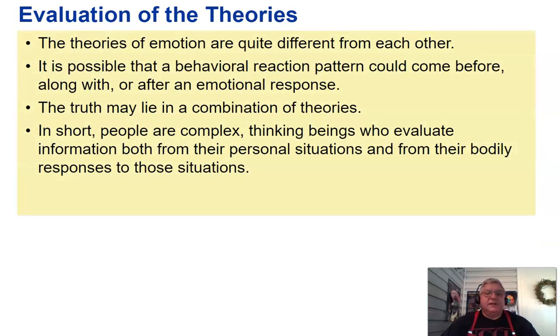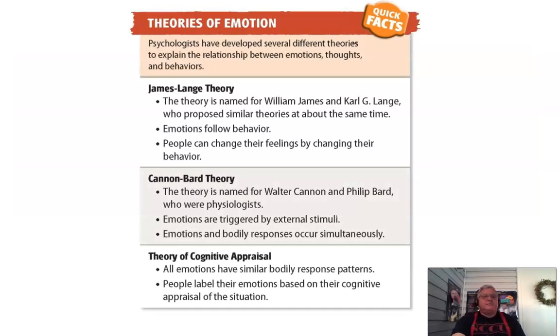Evaluating the theories: the theories of emotion are quite different from each other. It is possible that a behavioral reaction pattern could come before, along with, or after an emotional response. The truth may lie in a combination of the theories. In short, people are complex thinking beings who evaluate information both from their personal situations and from their bodily responses to those situations. And so these emotional theories are very hard to measure.